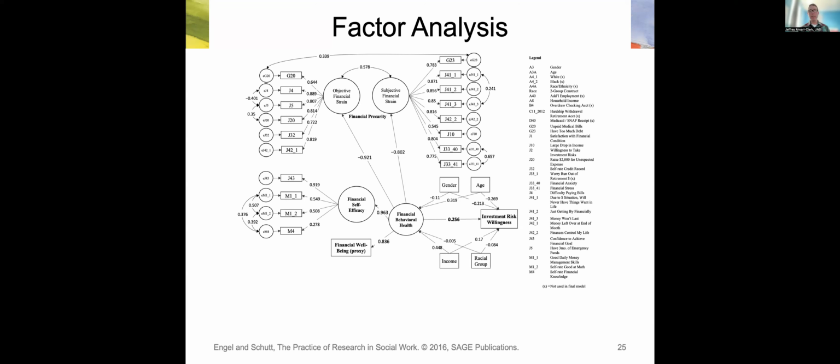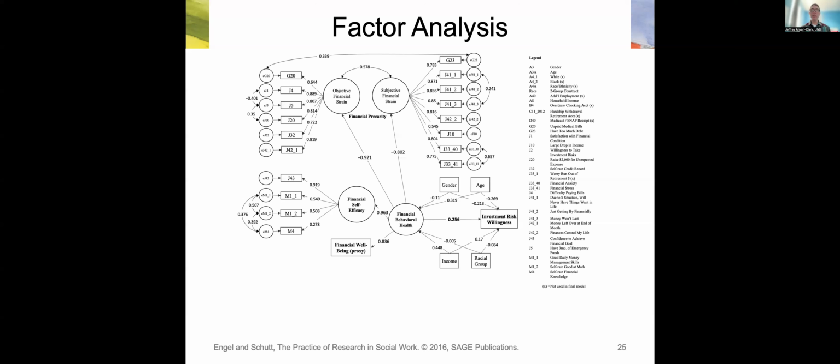This is an example of a structural equation model, which used a factor analysis to determine how good were some of these individual statements. And so first we did an exploratory factor analysis and then a confirmatory factor analysis to see how this idea of financial precarity works. And does simply looking at those objective financial strain items, such as ability to come up with $400, relate to subjective financial strain and to the overall understanding of financial precarity? Well, we can see that they are related.